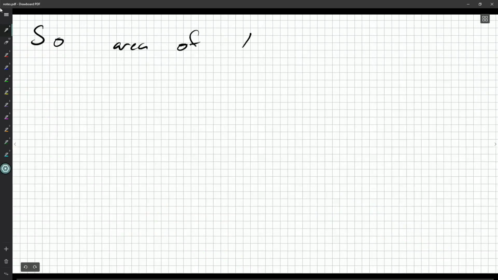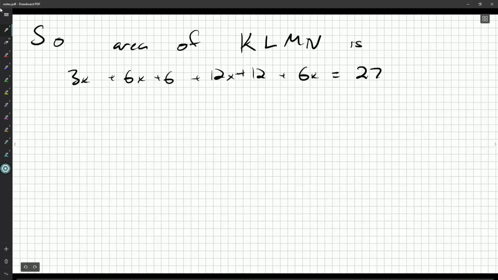So the area of, not triangle, but I guess quadrilateral KLMN is 3x plus 6x plus 6 plus 12x plus 12 plus 6x, and that should be 27x plus 18. Okay. So that's fine. I misread the question. I was about to equate that equal to 63. I don't know whether or not that would have gone well. I guess x doesn't have to be an integer, so I could have solved it. But I'm glad I figured out where the medians are coming in.